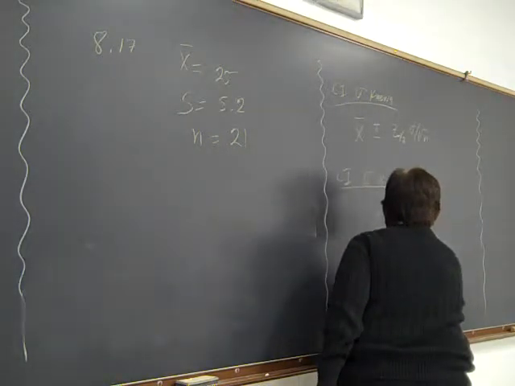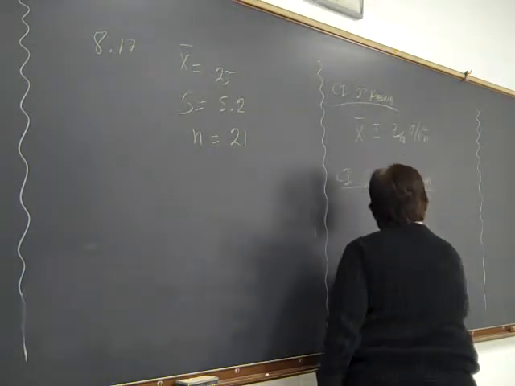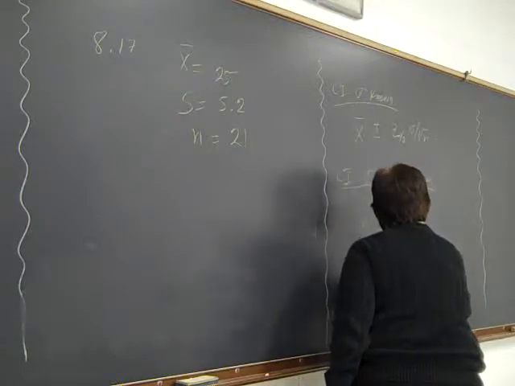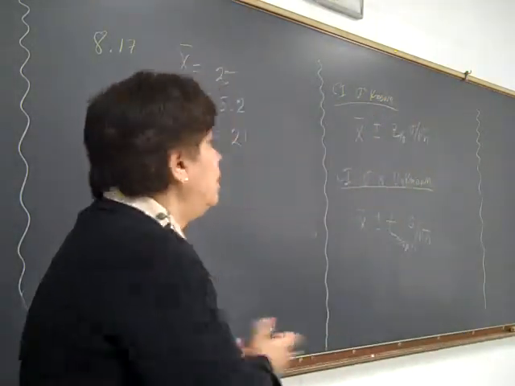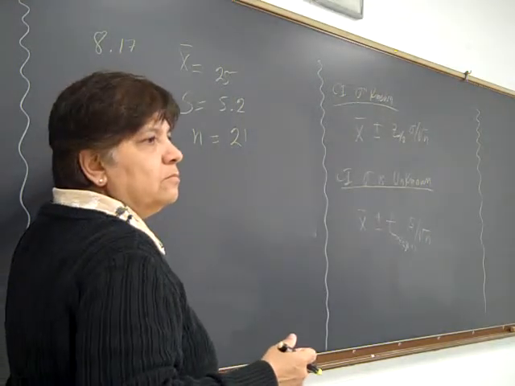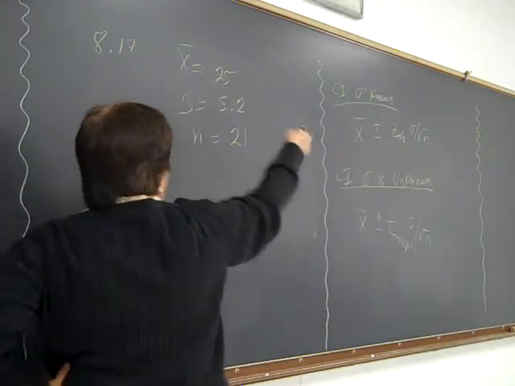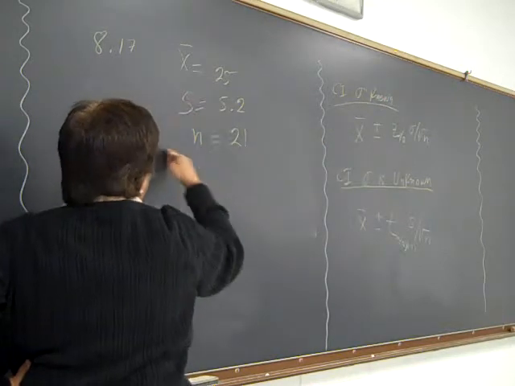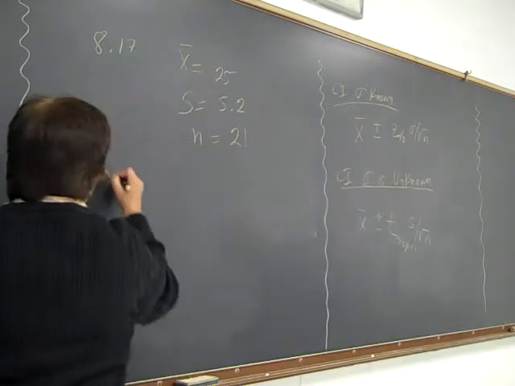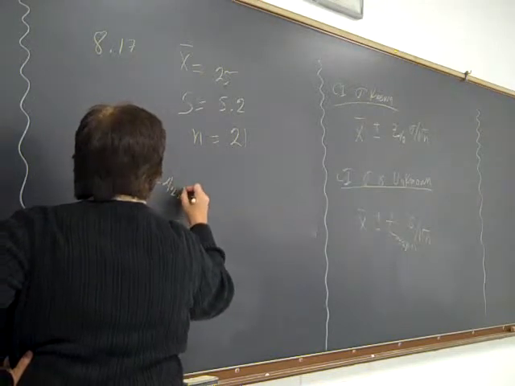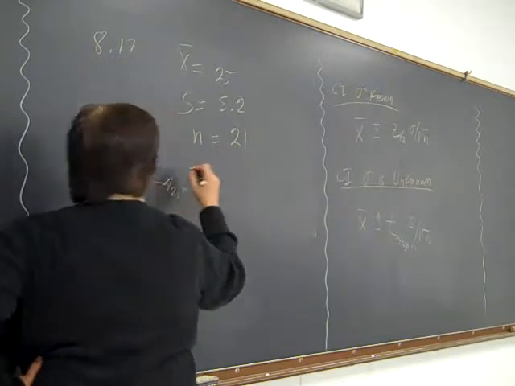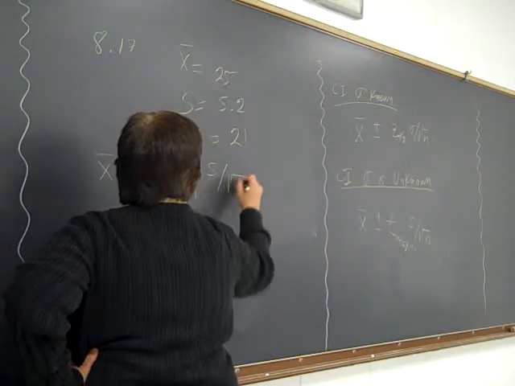Let me put it in here: t of alpha divided by 2, comma, n minus 1. Those are the degrees of freedom. Since we don't have the standard deviation of the population, we're going to use this formula: x bar plus or minus t of alpha divided by 2, n minus 1, times S divided by the square root of n.